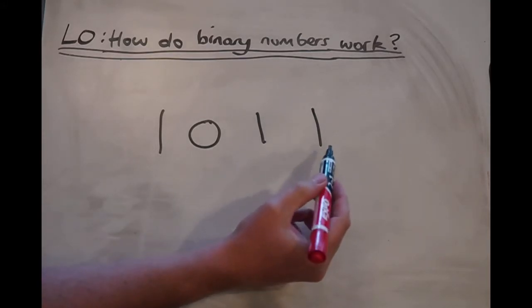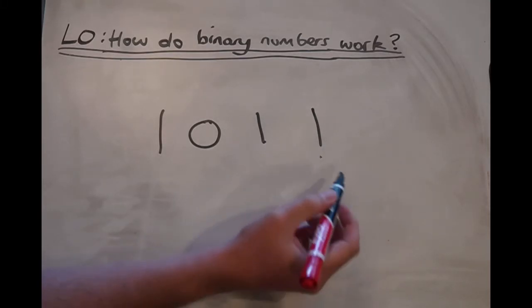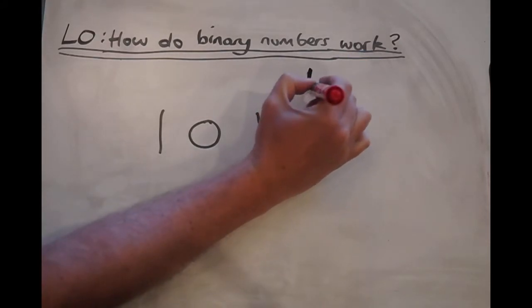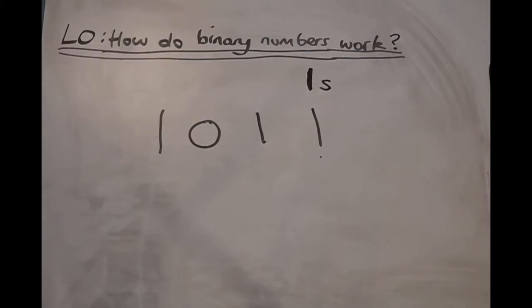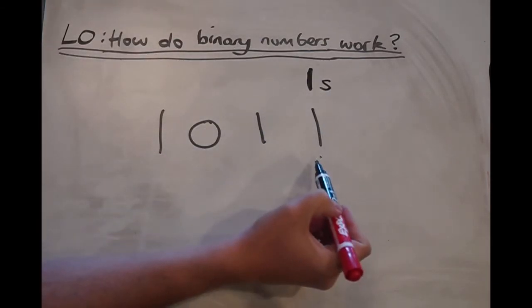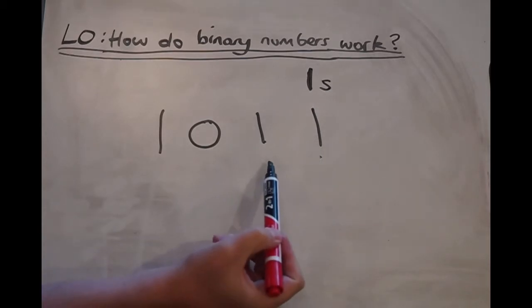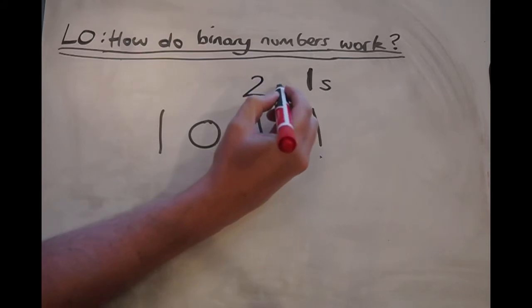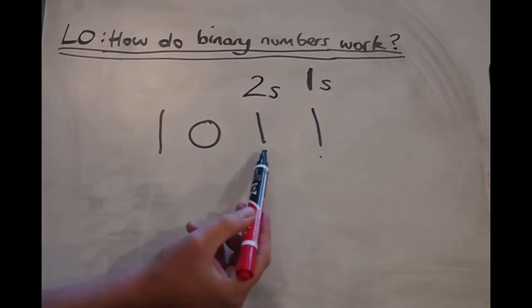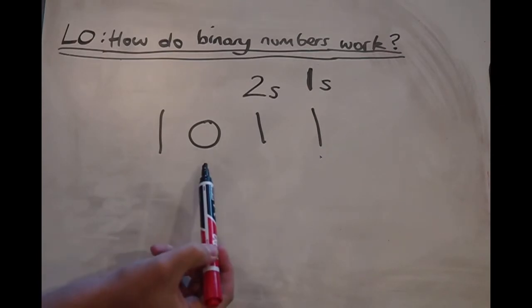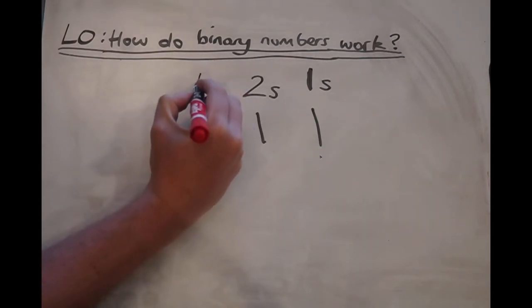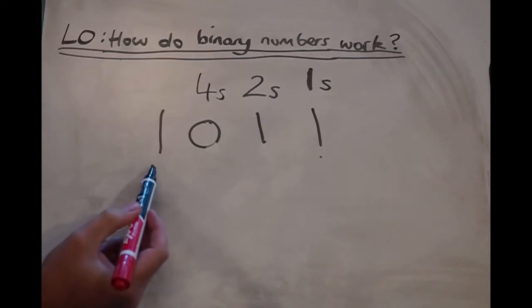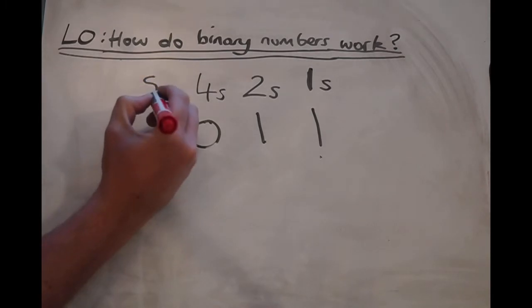Okay, and this digit here tells us how many ones that we've got. So this is the number of ones on the furthest right hand side. Then we move on. So this one to the left of that is the number of twos. All right, and then this one over here is the number of fours. And then finally over here we've got the number of eights.